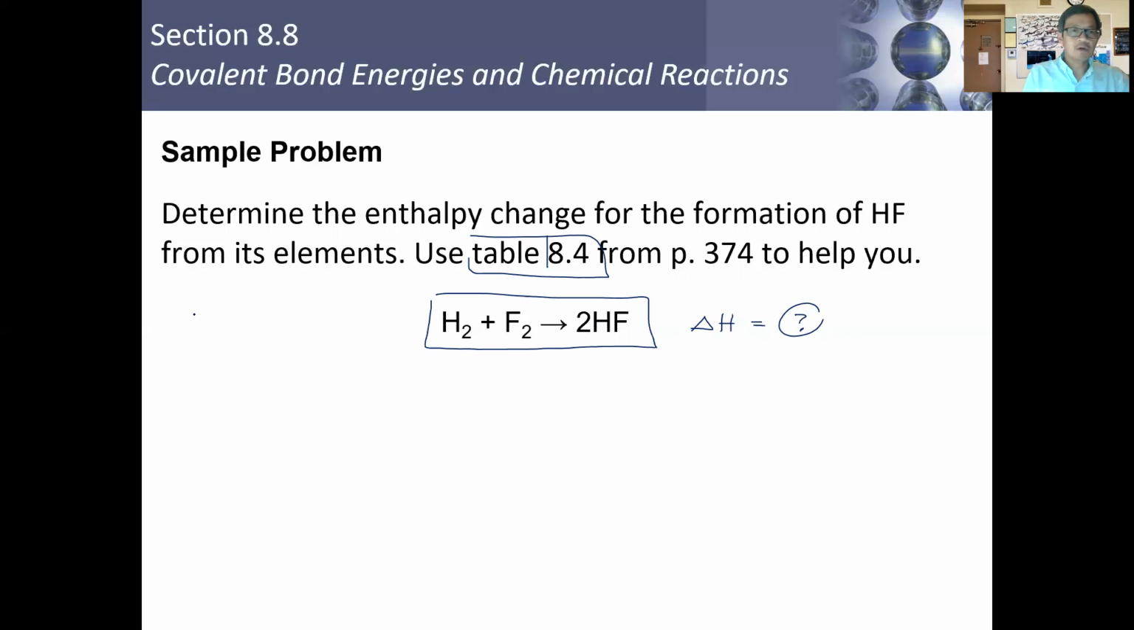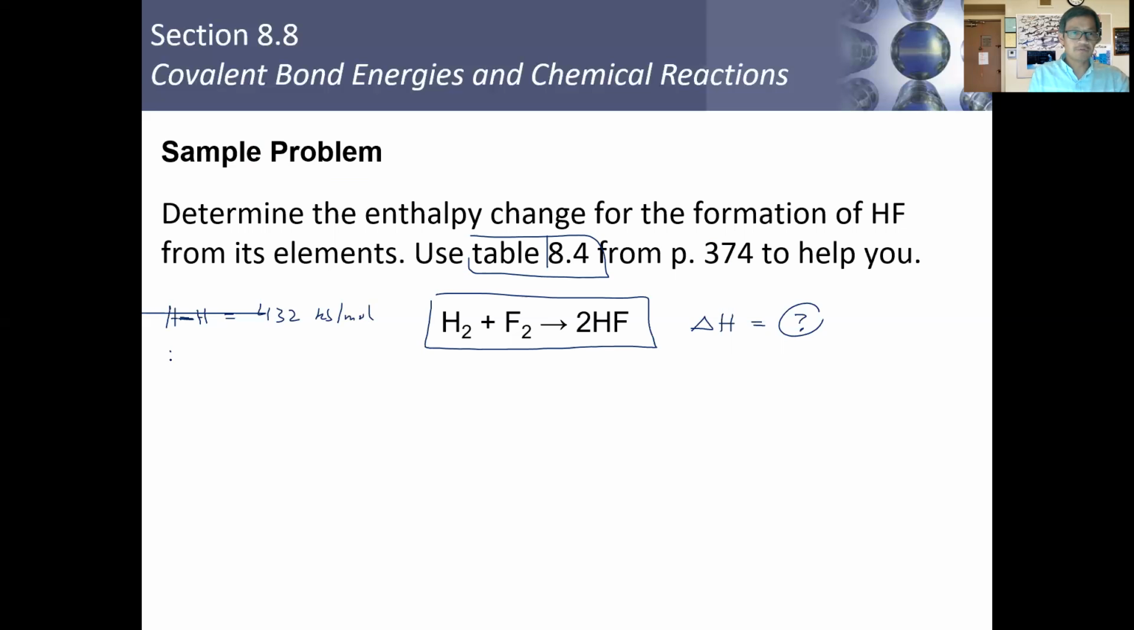Okay, so what do we do? Well, let's go ahead and write this down. If you have the table in front of you, good. If not, then I'll write it down here for you. In that table, we're told that the average bond energy for this bond right here, which we have to break, this bond has to break in order for this to form here, is 432 kilojoules per mole.